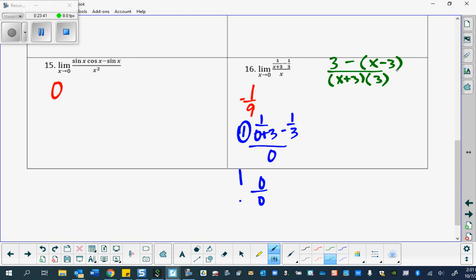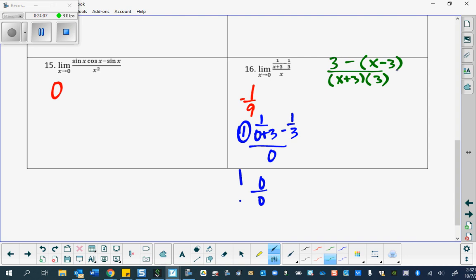Long ways. Are you ready? 1 over x plus 3 minus 1/3. When I want to find a common denominator, each factor needs what the other guy is bringing to the table. You okay with that? So I'm going to multiply this guy by 3 over 3. That's going to give me 3 over 3 times x plus 3. Are you good with me now? And I did this in algebra 2.